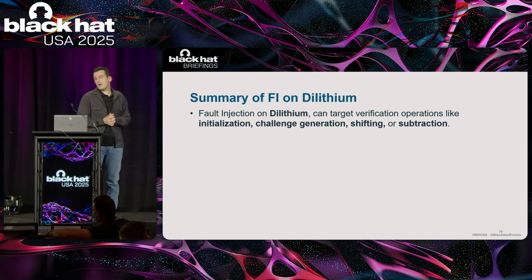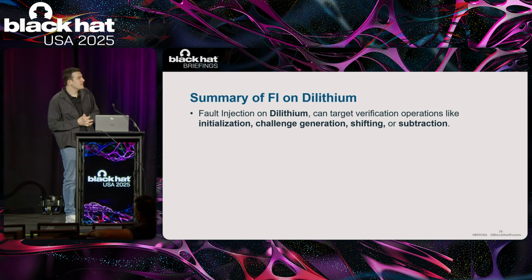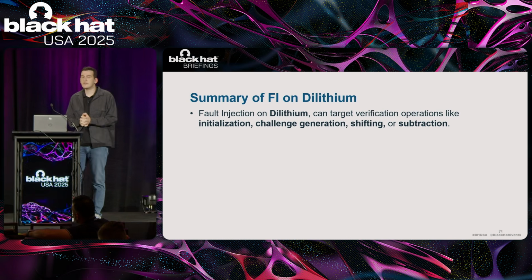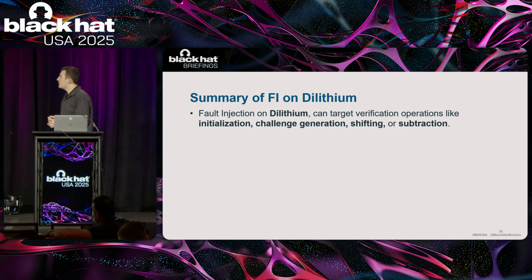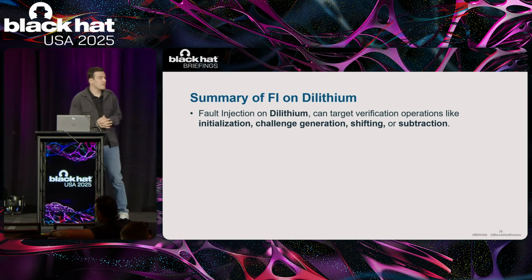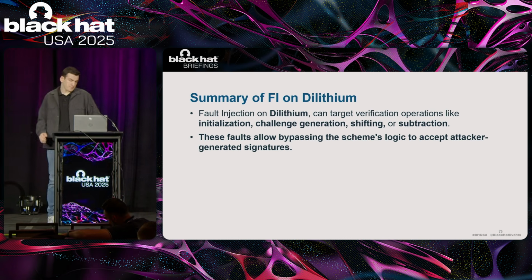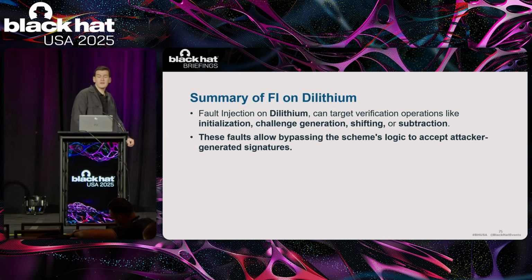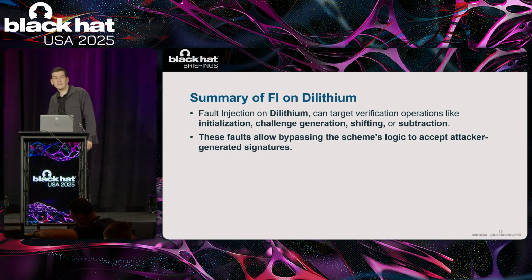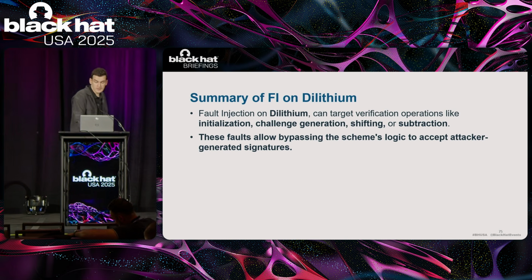So for the summary of the fault injection on Dilithium, the fault injection can target different verification operations like initialization, challenge generation, shifting, or subtraction, or even more, based on the different software implementations or different mixed implementations. And as a result, these faults allow bypassing the scheme logic and accepting attacker-generated signatures, where only the public key is required to generate the signatures.